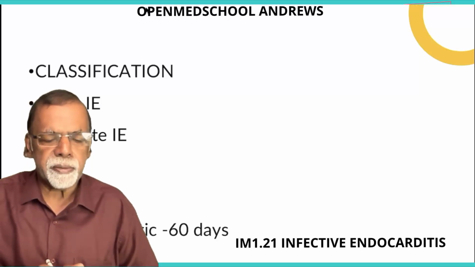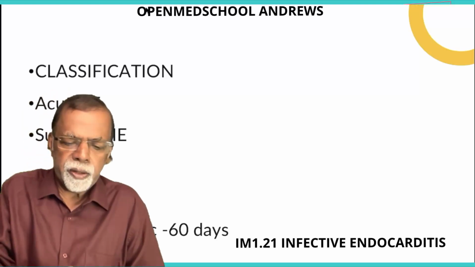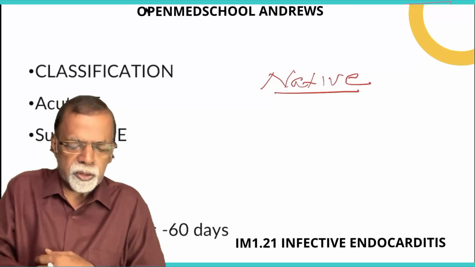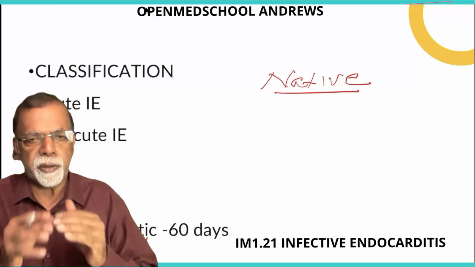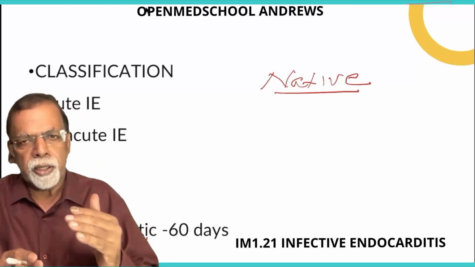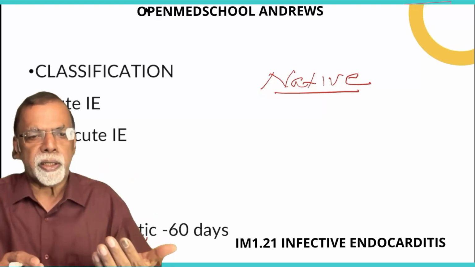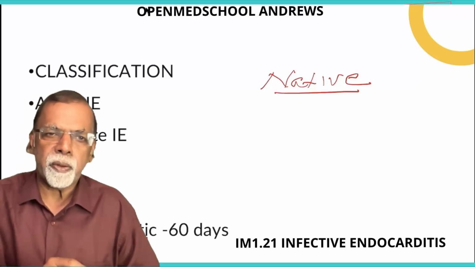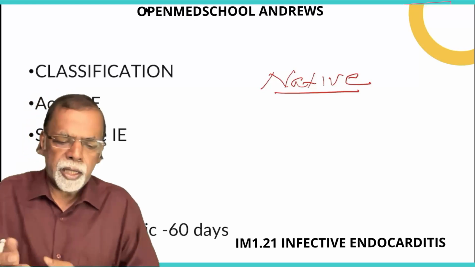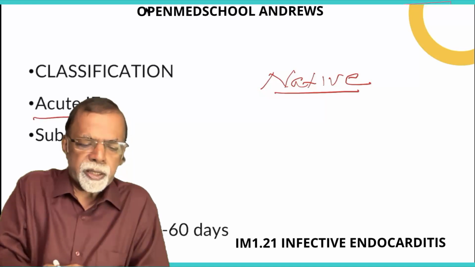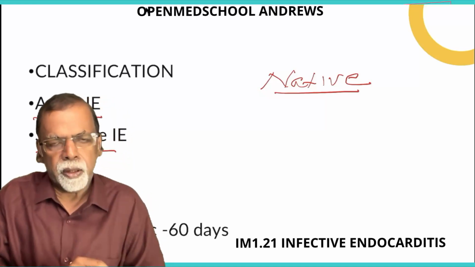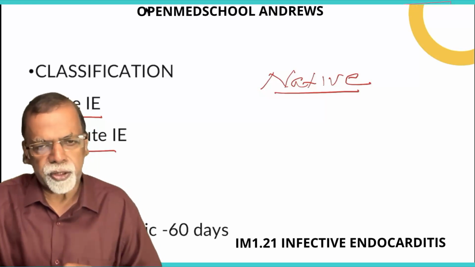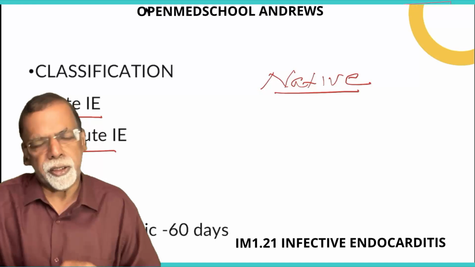Now we go into the classification. This infection can occur in a native valve, that is a normal valve, or it can occur in a prosthetic valve. So mainly, depending upon the valvular structure, infective endocarditis can be native valve endocarditis, prosthetic valve endocarditis, or endocarditis in a patient with a structurally abnormal valve. Another classification is divided into acute infective endocarditis and subacute endocarditis. Prosthetic valve endocarditis is usually divided into early prosthetic valve endocarditis, when the infection occurs in the first 60 days.